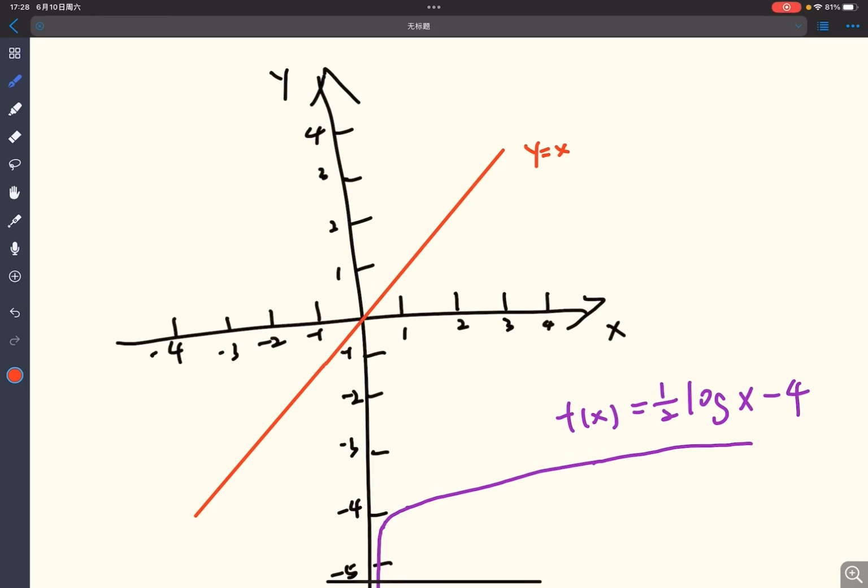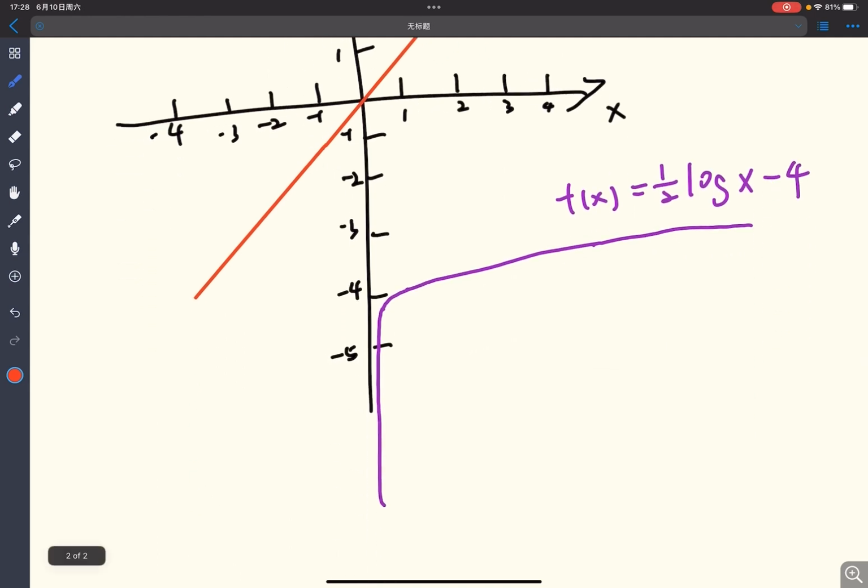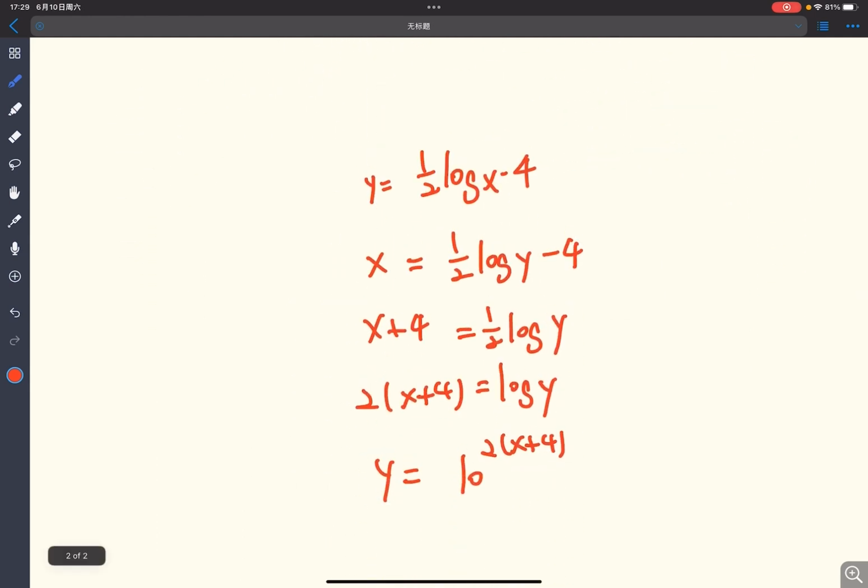Let's begin with question 3. First, we need to graph the function f(x) in purple and y equals x in red. Then we need to graph the inverse function of f(x) and the line y equals x. So we need to know what the inverse function is. We can use these steps to calculate it.